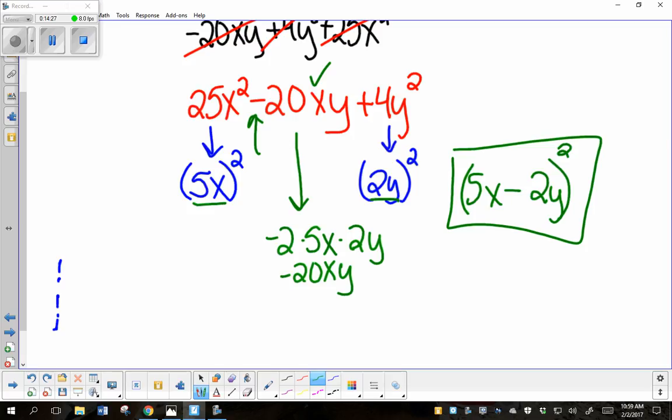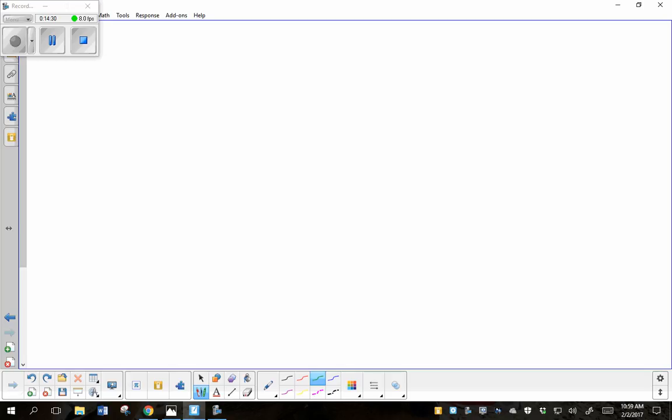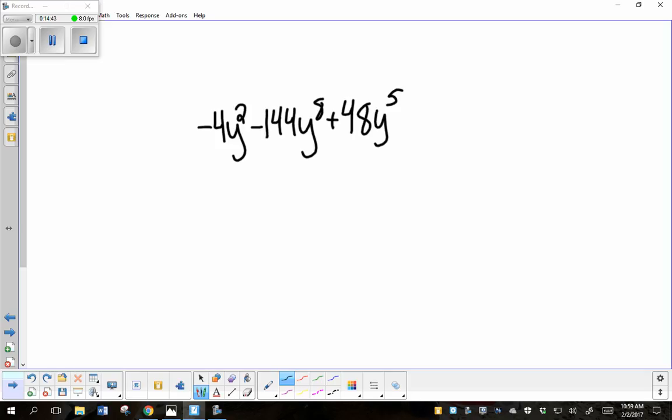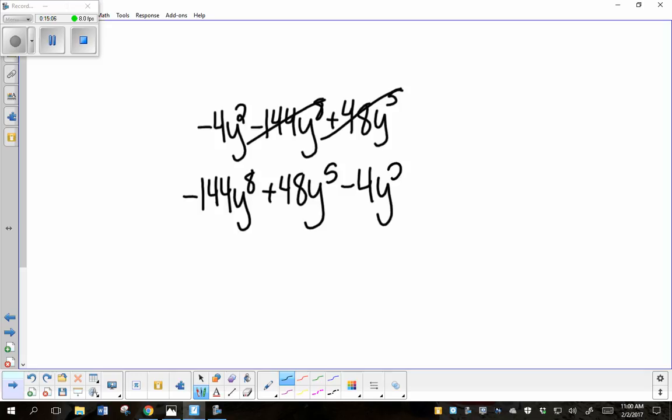Let's do one last really tough example. We are going to factor negative 4y squared minus 144y to the 8th plus 48y to the 5th. So, like I said earlier, we always want to write these in descending order when we look at our powers. So I only have y's here, so we want our y's to go in descending order. So I'm going to write the negative 144y to the 8th first, the positive 48y to the 5th second, and the negative 4y squared third.